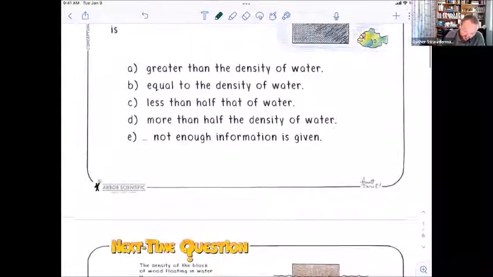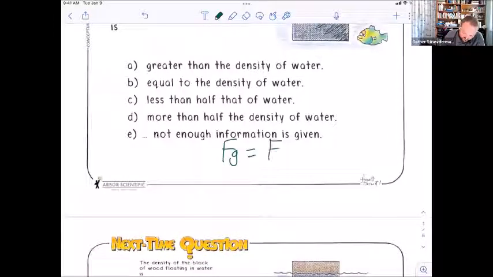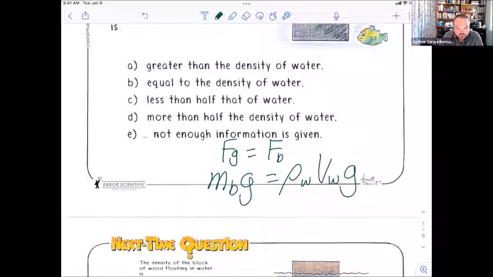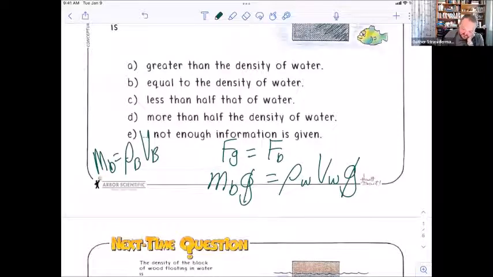Once again, mg, the force of gravity, is equal to the buoyant force. The force of gravity is the mass of the block times g, which is equal to the density of water times the volume of water displaced times g. So my g's go away. The mass of the block is equal to the density of the block times the volume of the whole block, right? So I can write it as the density of the block times the volume of the block is equal to the density of water times the volume of water.